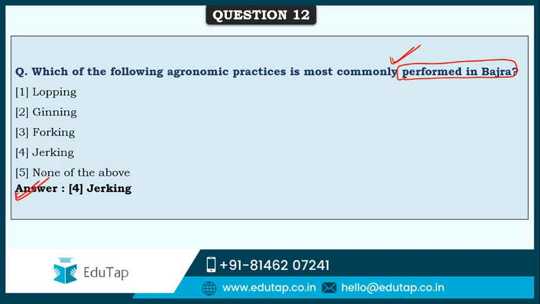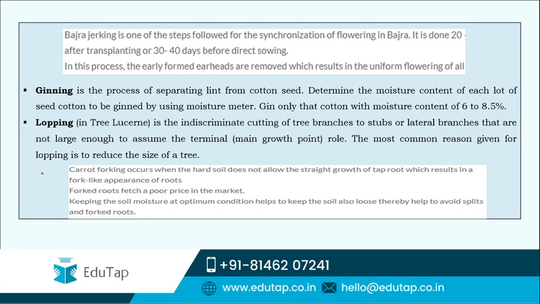jerking. See, what exactly is this? Bajra jerking is one of the steps followed for the synchronization of flowering in bajra. Generally it is done 20 days after transplanting, or if it is direct sowing, 30 days, and in this process whatever early formed ear heads are there, they would be removed, which results in the uniform flowering of all the tillers. Whatever tillers are there, they'll have uniform flowering. So this is bajra jerking.